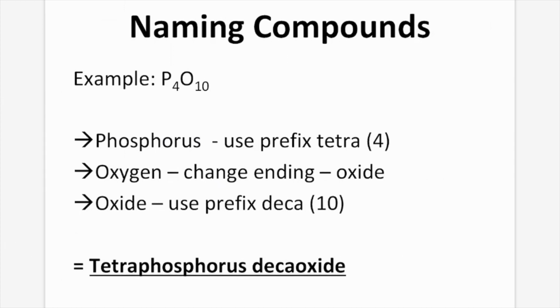Naming compounds. So for example, P4O10. Our compound is created from phosphorus and oxygen atoms. We're going to use the prefix tetra because we have 4 phosphorus. We're going to use the prefix deca for oxygen because there's 10 oxygens. And then we're going to change the name of oxygen to "-ide". So our final answer becomes tetraphosphorus decaoxide.